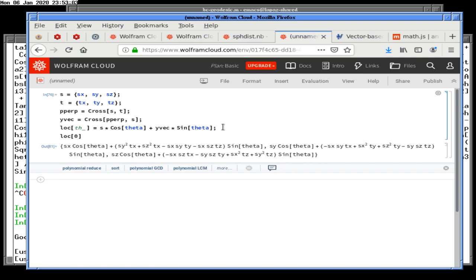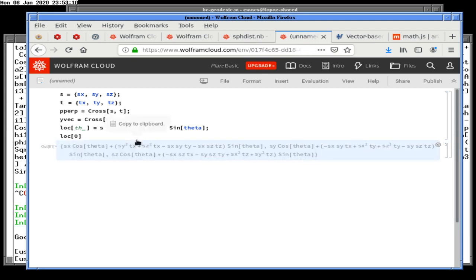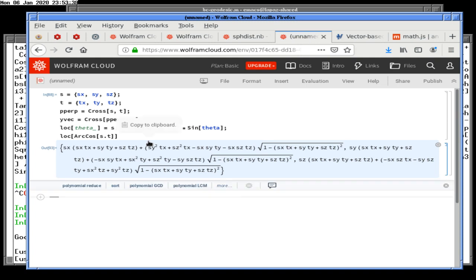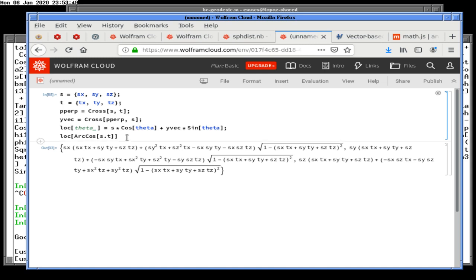Wait. Oh, yeah, it'd be nice if I used the same variables. I can't use th in one place and theta in the other. That doesn't work. Let's do this. Log of 0 is sx, sy, sz. The log of 1 will not be t, because t isn't necessarily 90 degrees along the circle. The amount that t is along the circle is going to be the arc cosine of s dot t. So at this point, we maybe will hit t. And maybe we won't. Let's just see what this does.